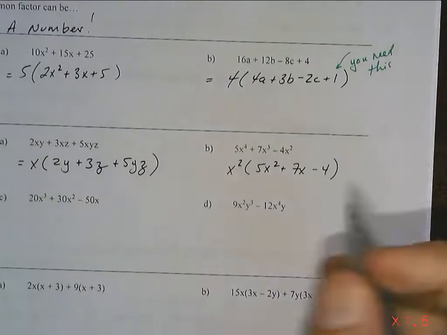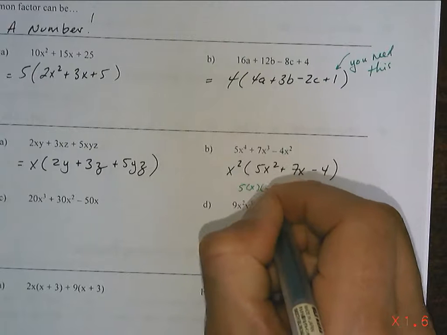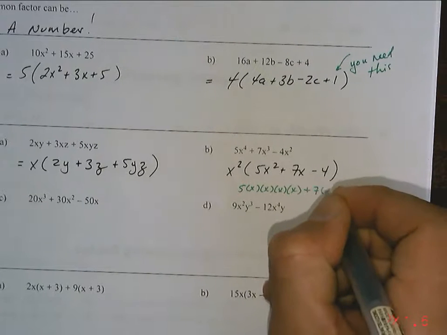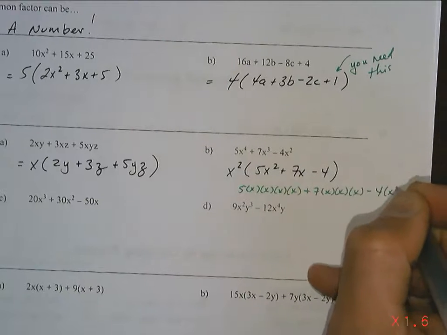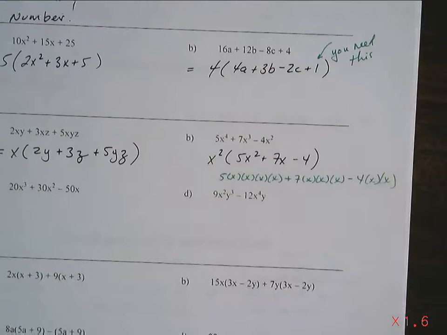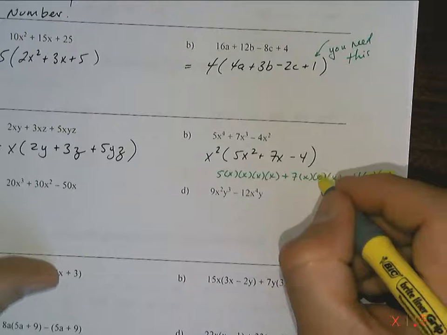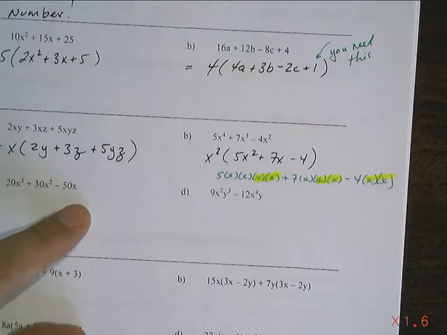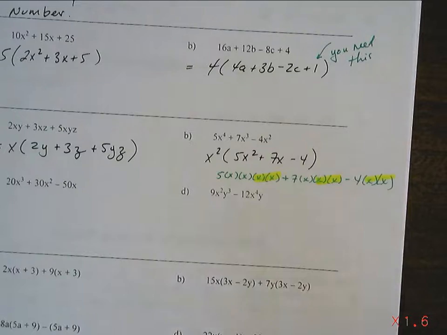Now if you want to see what's happening here, this is the same as 5 x x x x, plus 7 x x x, minus 4 x x. And I think you can readily see now that this has 2 x's, this has 2 x's, and this has 2 x's. And if I take those 2 x's and put them out front for x squared, it leaves me with 5x squared, 7x, and simply negative 4.